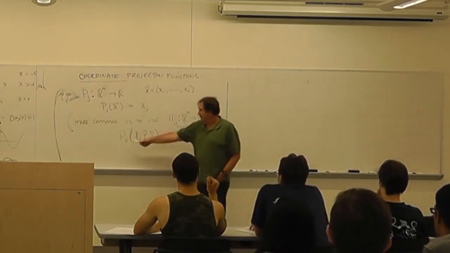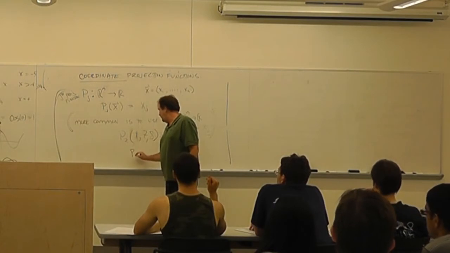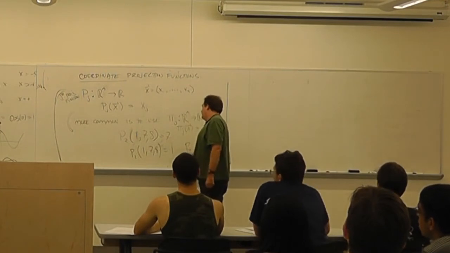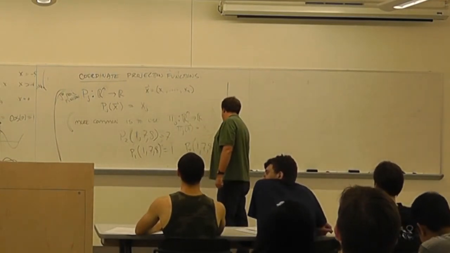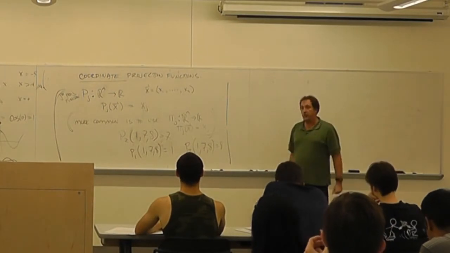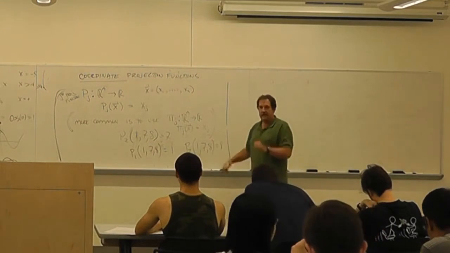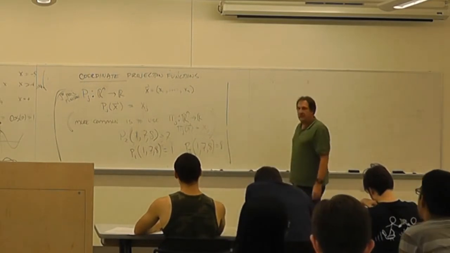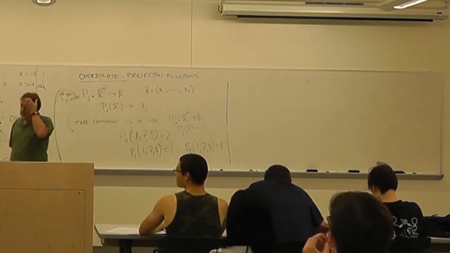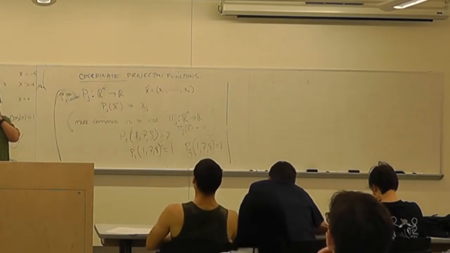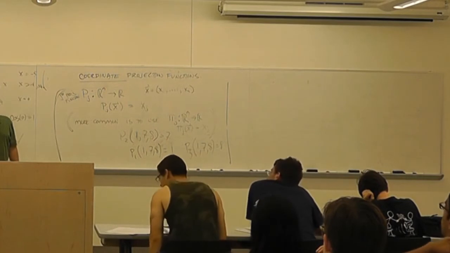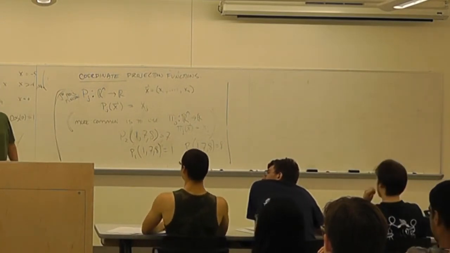P2 of (1, 7, 8) is 7. P1 of (1, 7, 8) is 1. P3 of (1, 7, 8) is 8. It's just a projection. It just means throw everything away except for the jth coordinate. And P4 doesn't make sense because it's only a three vector. This is sort of a standard function from R^n to R^m, and sometimes it's handy to use these projection functions to mess with higher things. And I didn't do that yet.